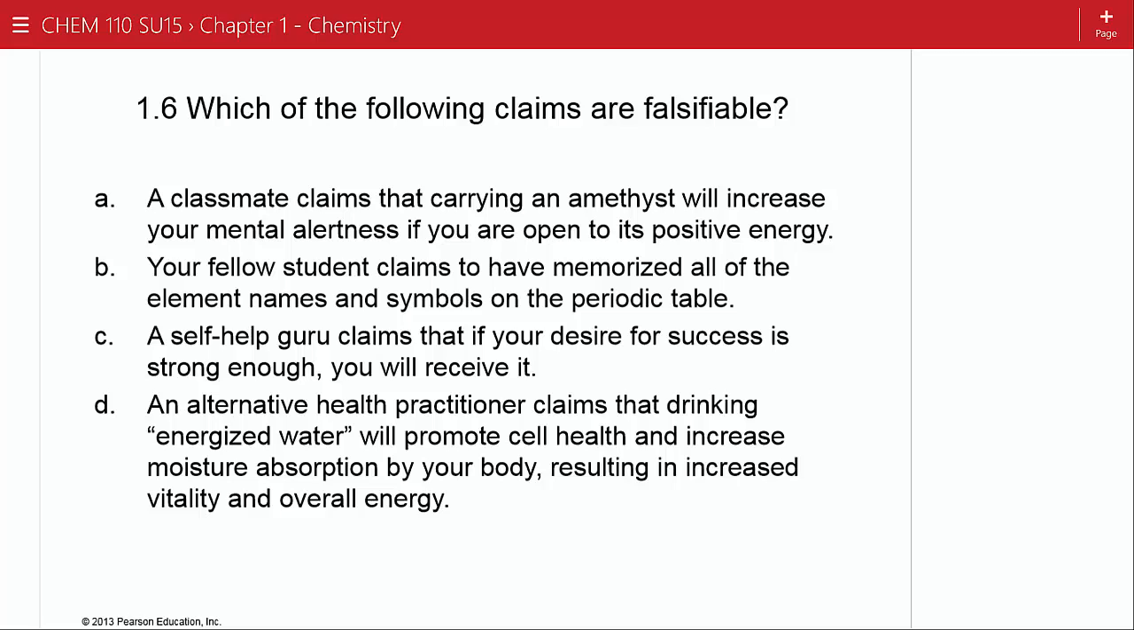Because what you could easily do is, if one of your friends says that they've memorized all of the periodic table, you could say, oh yeah, what's Hg? And maybe they would get it wrong. So you could quiz them and get a definite yes or no answer as to whether or not they actually have the entire periodic table memorized. All of the other ones are kind of up to an opinion, right?